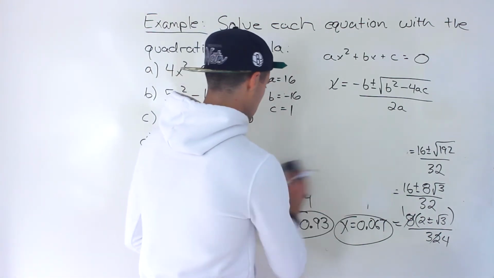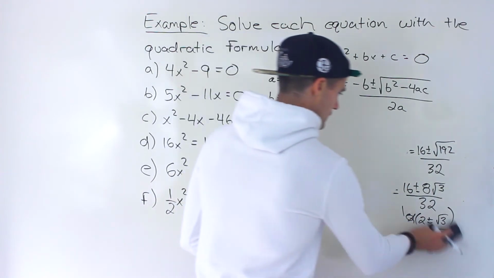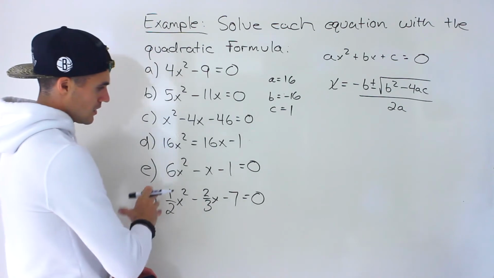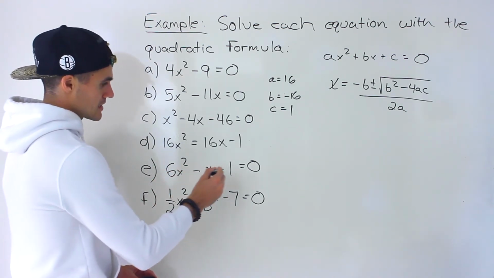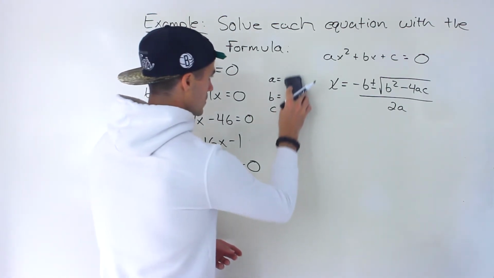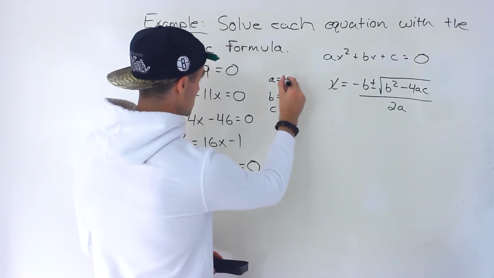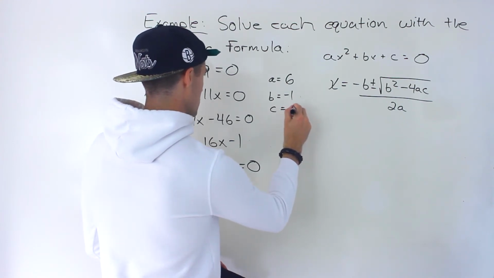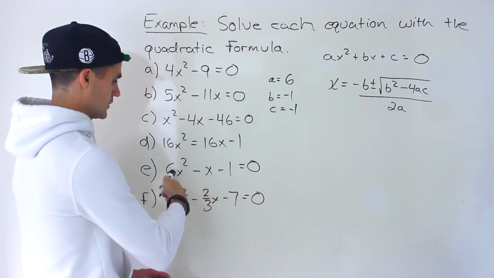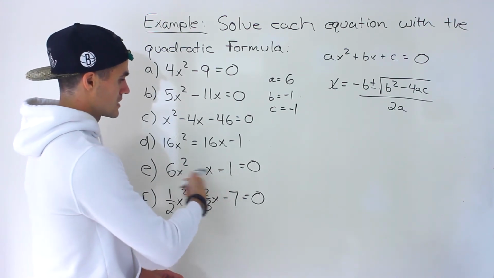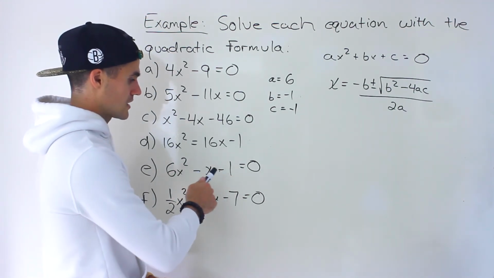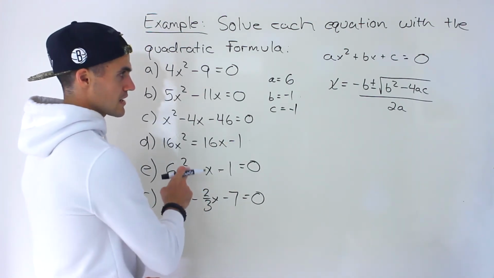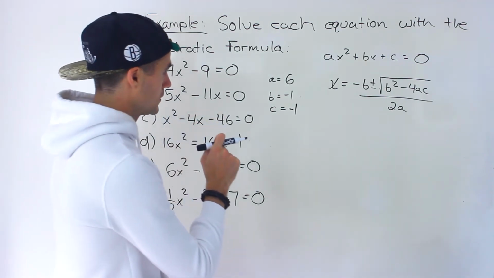And then finally, we got part E and F. So with part E, notice it's already on the left side, which is nice. 6x squared minus x minus 1 is equal to 0. So let's write out these parameters. The a value is 6, the b value is negative 1, and then the c value is negative 1. I think this actually factors smoothly because I could tell 6 times negative 1 is negative 6. Two numbers that multiply to negative 6 and add up to negative 1 would be negative 3 and positive 2. Right? So this actually does factor, but let's focus on the formula first.